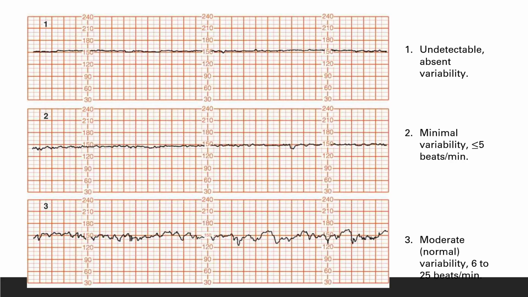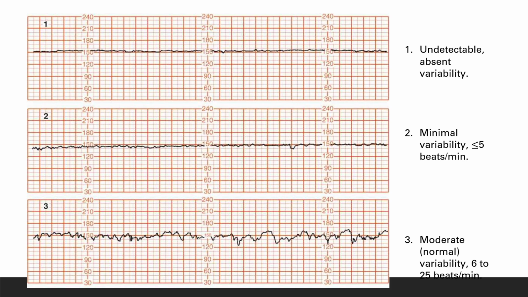So here's an example of the different types of variability. So the first one, as you can see, the fetal heart rate tracing, it's absent. There's no detected heartbeats above or below, right, the actual baseline. So it's almost like a straight line across the board. Number 2 is the minimal variability, which is your less than 5 beats per minute. So there's a little bit of fluctuation from beat to beat, above the baseline or below the baseline.